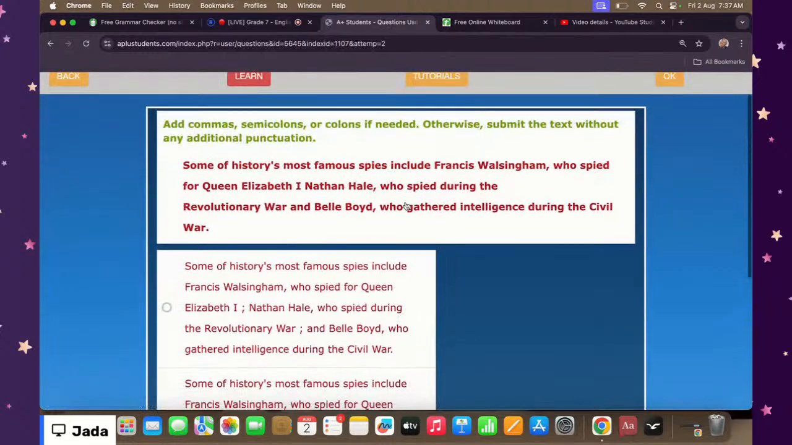Add commas, semicolons, or colons if needed. Otherwise, submit the text without any additional punctuation. Some of history's most famous spies include Francis, who spied for Queen Elizabeth I; Nathan Hale, who spied during the Revolutionary War; and Bell, who gathered intelligence during the Civil War.